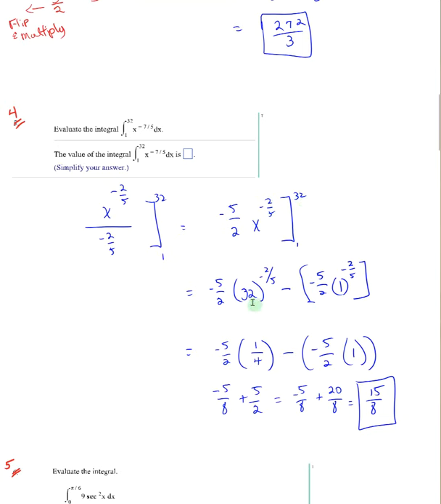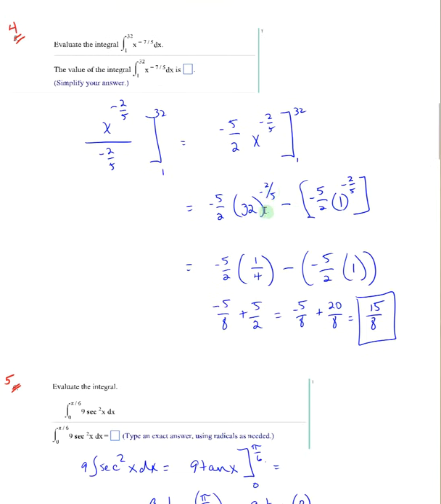We're going to plug in 32 here and subtract, plugging in 1. So 32 to the negative 2/5 is 1 over, 5th root of 32 is 2, 2 squared is 4, so it's 1 over 4. You could do that in your calculator, but you're going to need to be able to do it with fractions. So we've got this here, minus 1 to any power is just going to give us 1, so we have minus a negative 5/2. So here we've got negative 5 over 8. This becomes a plus 5/2. We need a common denominator. So we're going to turn these halves into eighths. 2 into 8 is 4.